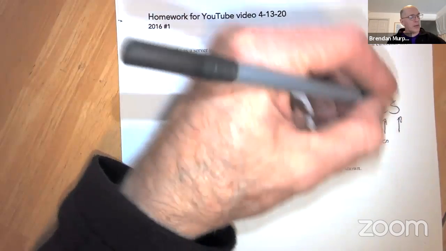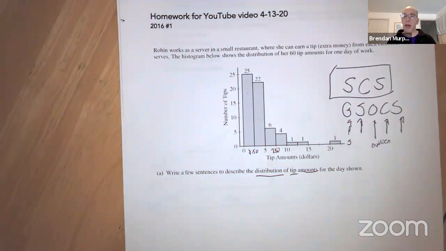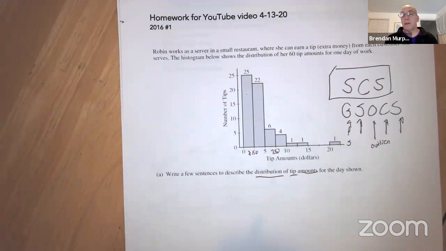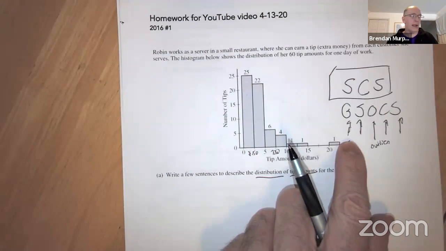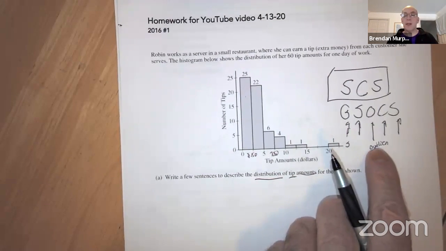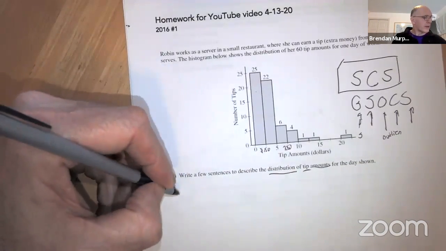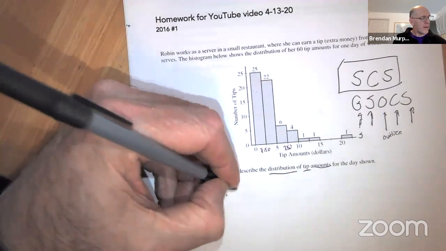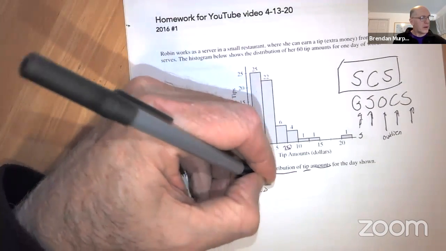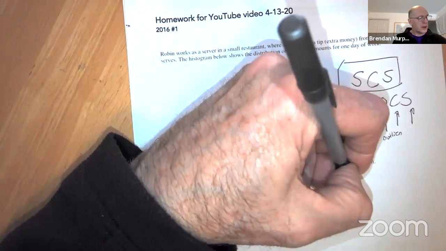So again, scoring guidelines in the past have traditionally asked for a shape, center, spread. Just from a good statistical analysis point of view, I do think if there's gaps or holes in my data, that's important, and I need to address that. If there's any outliers, I want to address that. So let's do shape first. The distribution of Robin's tips are skewed to the right.